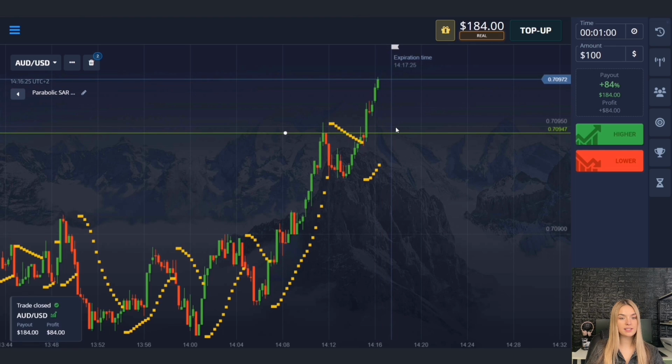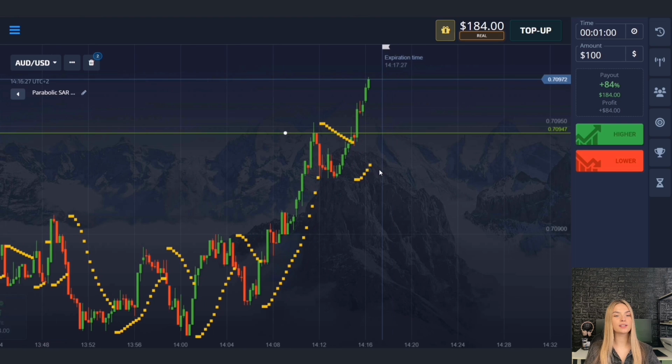It's not bad guys, this level has been broken through and we are getting a great confident profit. This indicator gave us a good entry point. Let's continue and consider the following market situation.